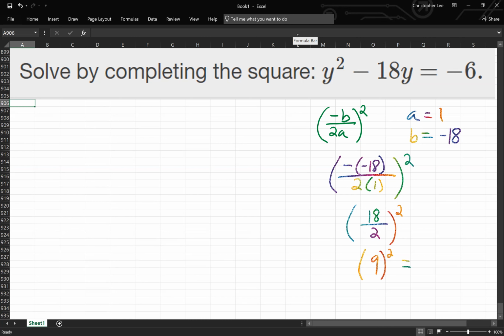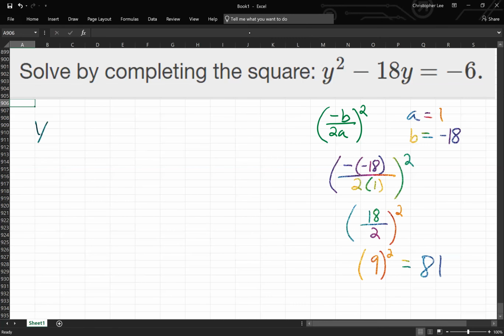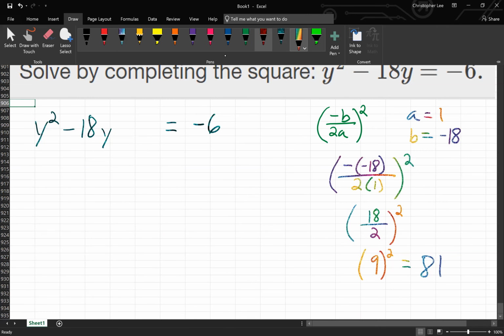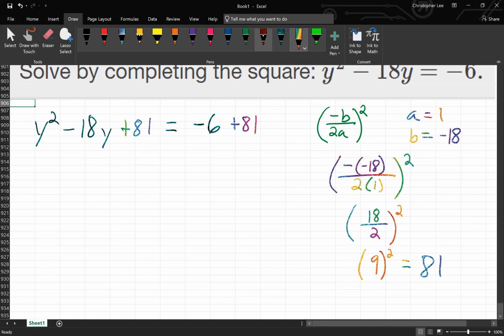And what's 9 squared again? 81. That's excellent. So after I get that, what do I have? I have y squared minus 18y is equal to negative 6. And what do I want to do? I want to add 81 to both sides of this equation. So I'm going to add 81 over here, and I'm going to add 81 over here. Because what you do to one side, you know you have to do to the other. After that, what do we want to do? Just factor this. So help me out. What's the factor of this real quick?